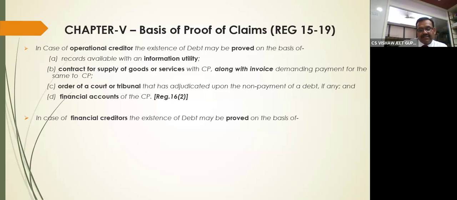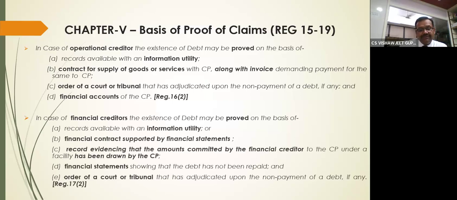In case of financial creditors, the existence of debt may be proved on the basis of records available with the information utility, a financial contract supported by financial statements, a record evidencing that amounts committed by the financial creditor to the CP under a facility have been drawn by the CP, the financial statement showing that the debt has not been repaid till now, and an order of the court or tribunal that has adjudicated upon the non-payment of debt, if any. So, in case of financial creditors, the existence of debt can be proved by annexing any of the following documents upon which the claimant relies.